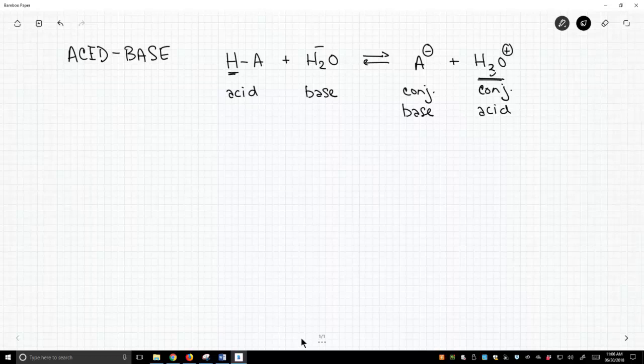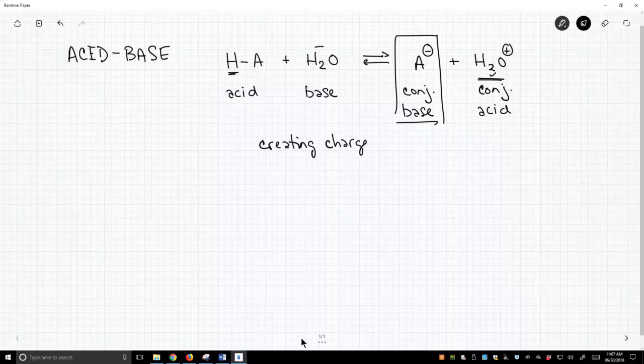Now, when we look at acid-base reactions, because we're moving around a proton, an H+, we are going to create charges. And the charge of note is this conjugate base. So we are creating charges, and normally the species that we're going to find most interesting is our conjugate base. Not always, but normally this is the most interesting.